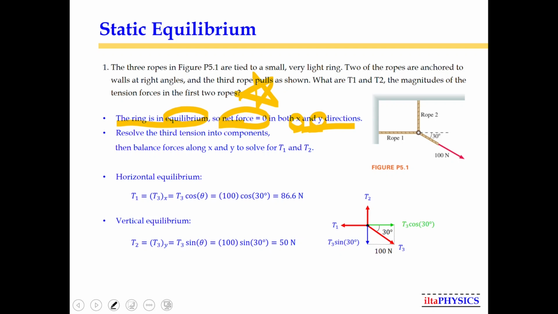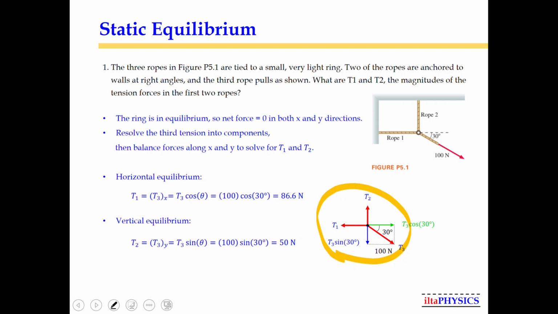It's much easier to solve this if you draw a free body diagram, like the one on the right. In this specific case, the horizontal force is only acted upon by tension T1, and the vertical force is only acted upon by tension T2.